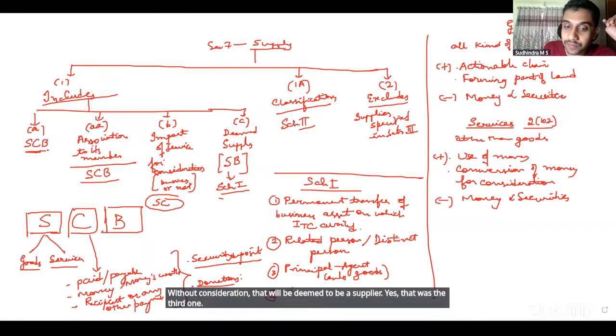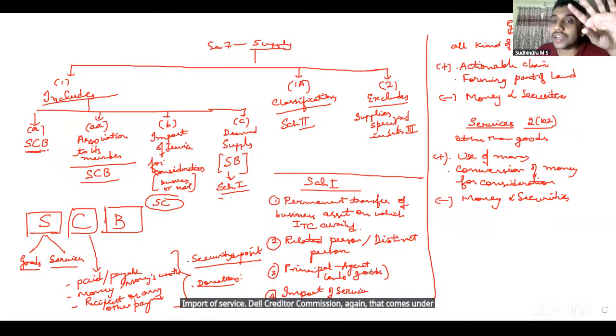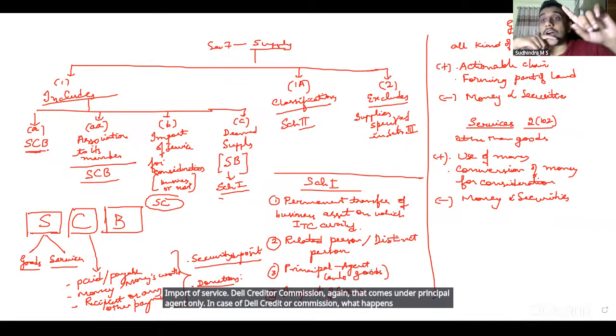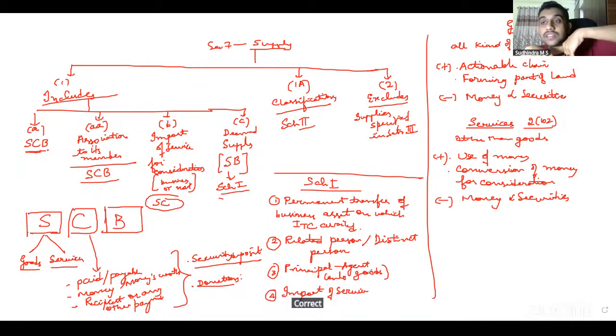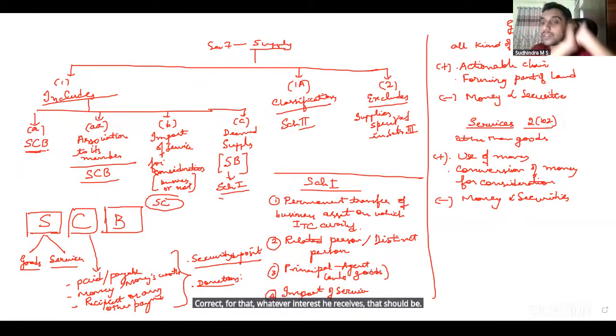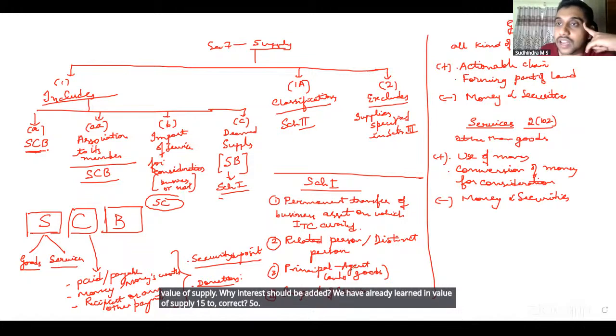The last one: del credere agent. Del credere commission again comes under principal and agent only. In case of del credere commission, what happens? Along with supplying goods to the customer, he will also give short-term credit to reach the target. For that, whatever interest he receives should be added to the value of supply. Why should interest be added? We have already learnt in value of supply, 15.2.